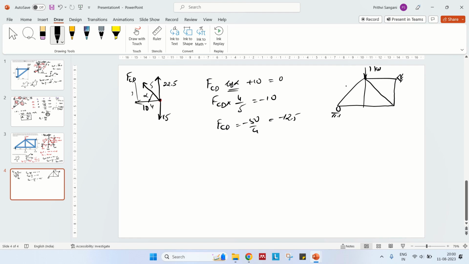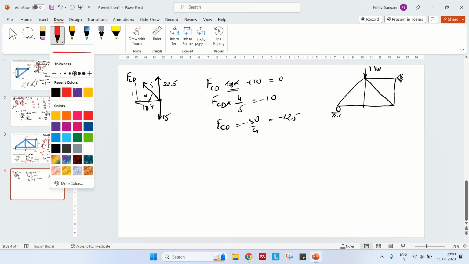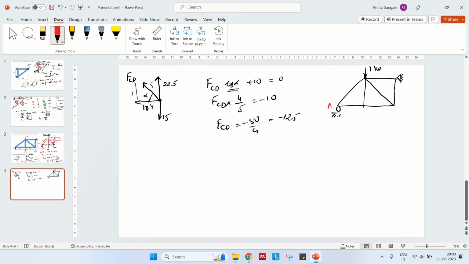And again, I don't want to repeat the same procedure. I'll just give you the answer. Maybe you can cross verify and cross check. So let us say these are A, B, C, D, and E. I have already worked it out. So this is 0.5, and this is 0.5.